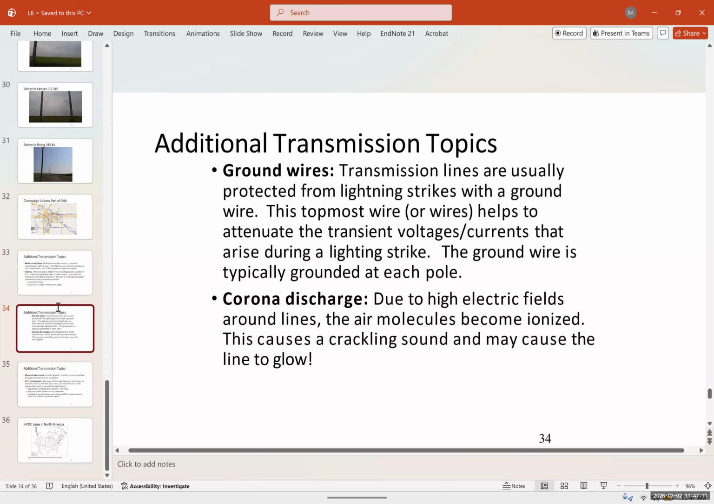Now, ground wires. The transmission lines are usually protected from lightning strikes with a ground wire. This topmost wire or wires help to attenuate the transient voltage currents that arise during a lightning strike. You can read faster than I can, and actually my class is. The ground wire is typically grounded at each pole.